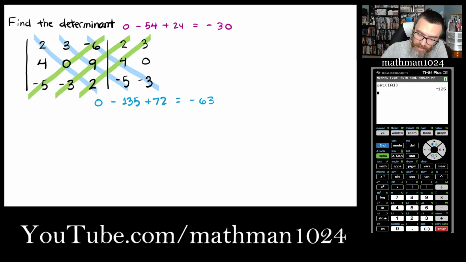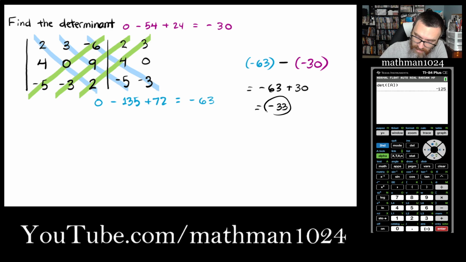All right, so then we finish this off by doing negative 63 minus negative 30. All right, so negative 63 plus 30 is equal to negative 33. That's the determinant for this matrix.